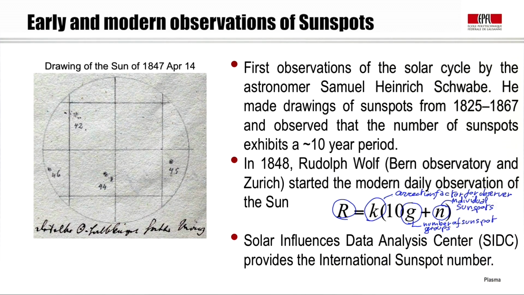Wolf was the primary observer between 1848 and 1893 and had a personal correction factor of K equal to 1. He also extended the data back to 1749 using primary indirect observer. The Swiss Federal Observatory continued the monitoring of the sunspot number through 1980, and then the Royal Observatory of Belgium took over as the primary observer, and the international sunspot number was defined by averaging over numbers provided by many observers. Today, the international sunspot number is provided by the Solar Influences Data Analysis Center.